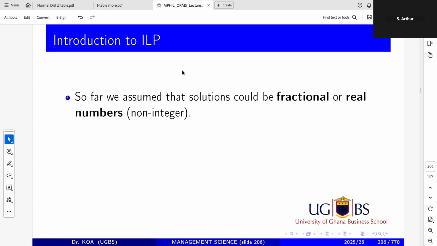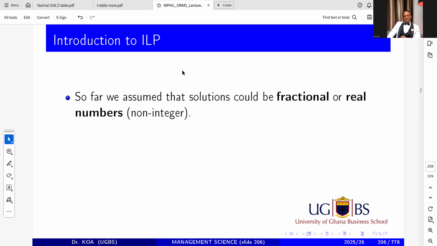So far, all that we have been doing is look at linear programming, where the numbers can be decimals. Our interest is now to look at integer programming.